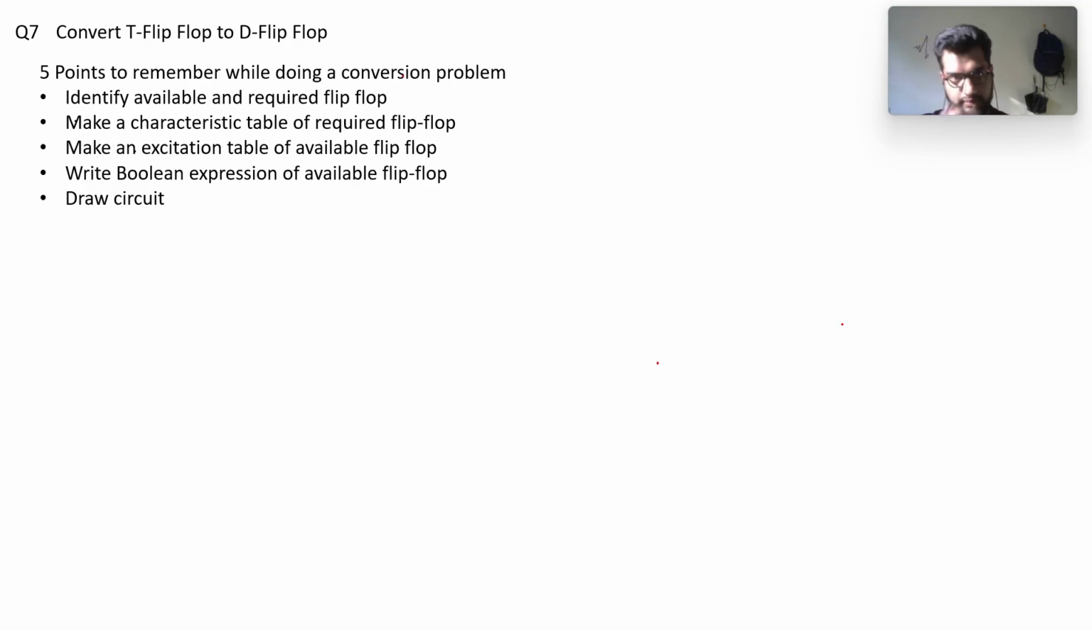So here, before we move forward, we have to identify available and we have to identify required. So available is my T and required is my D.